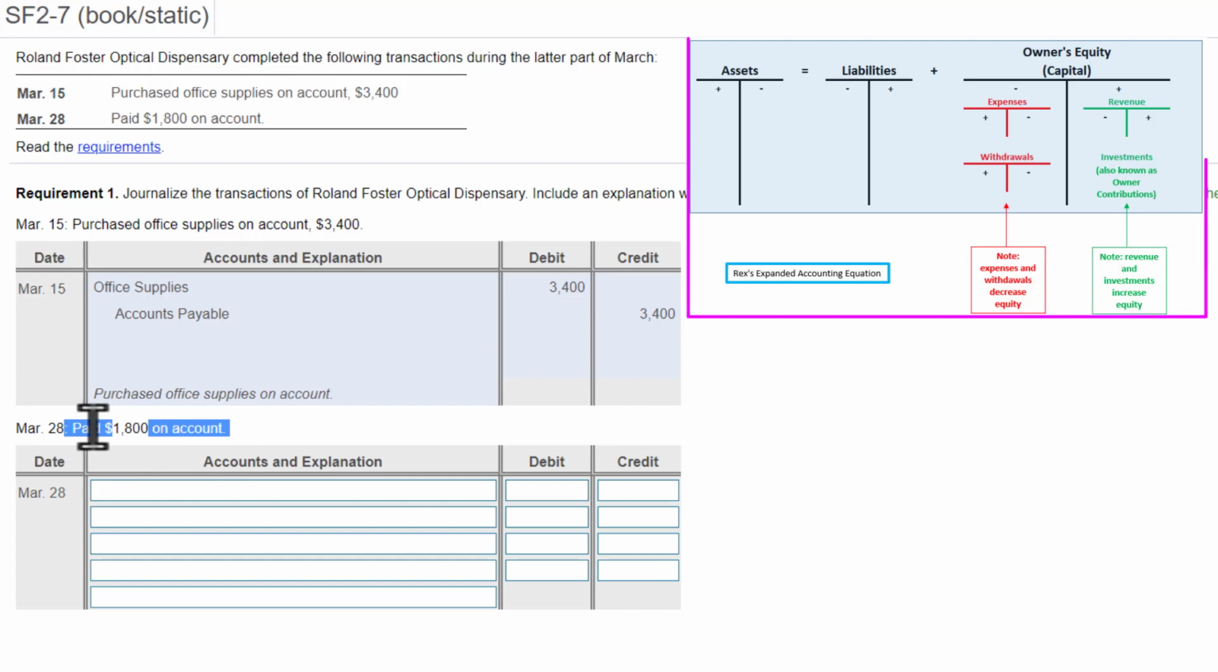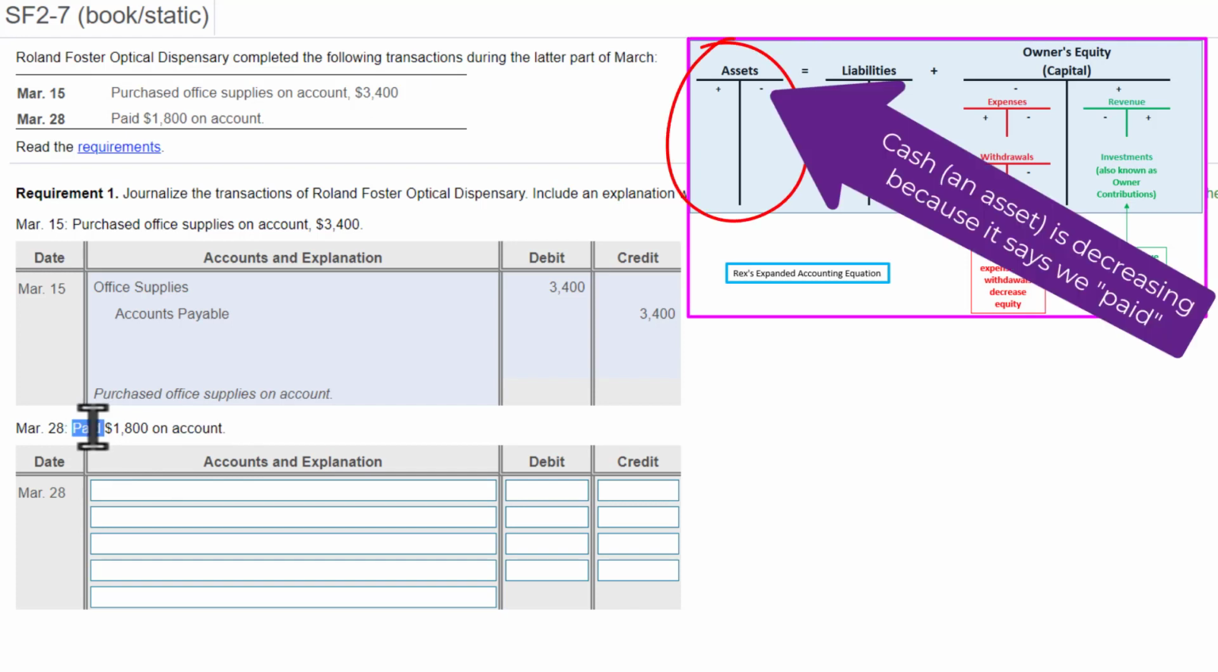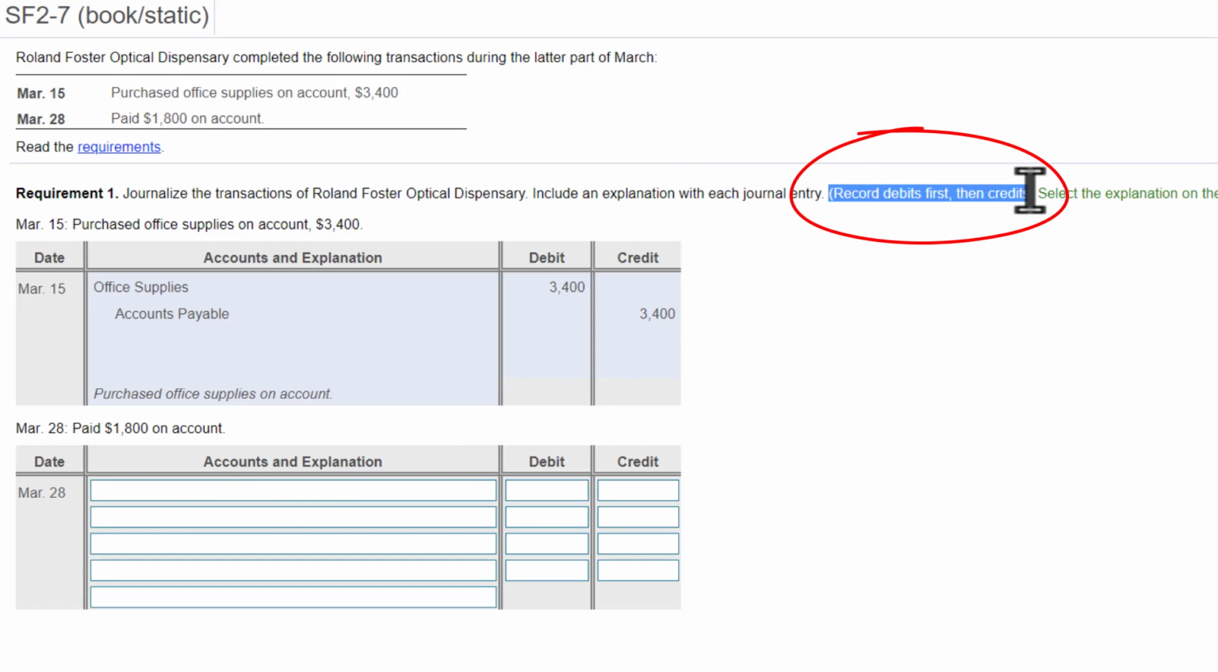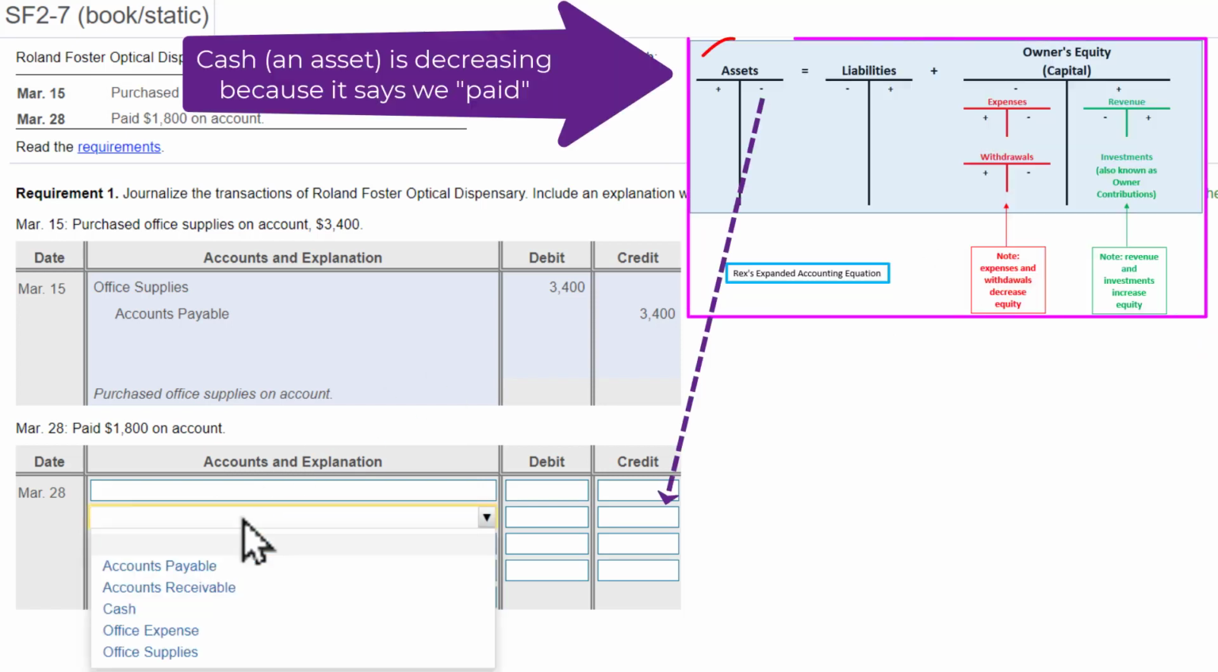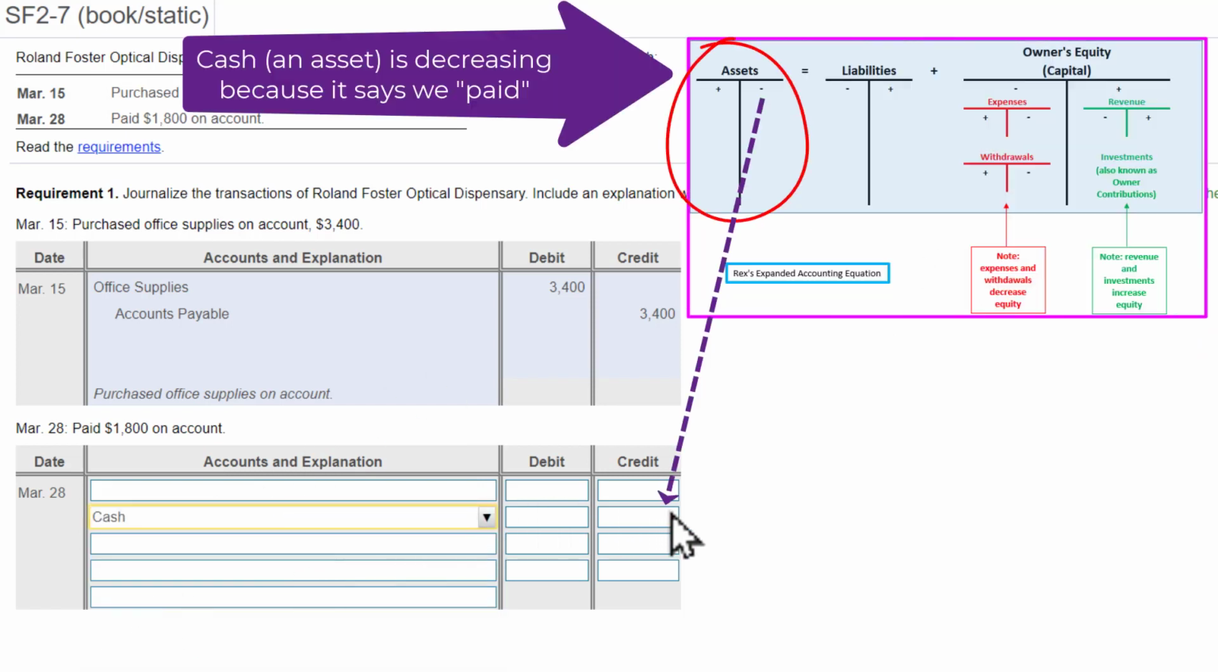All right, March 28th, paid $1,800 on account. All right, since it says paid, we know cash is involved. And cash is an asset. And is our cash increasing or decreasing? Well, since we paid it, it's decreasing. And looking at our accounting grid, how does cash decrease? With a credit. So I have to skip the first line because remember, debits first and then credits. So I'm going to skip the debit account, go to the credits. Cash is going down by $1,800. And then because debits equal credits, the debit must be $1,800.